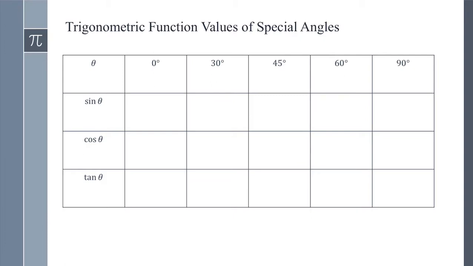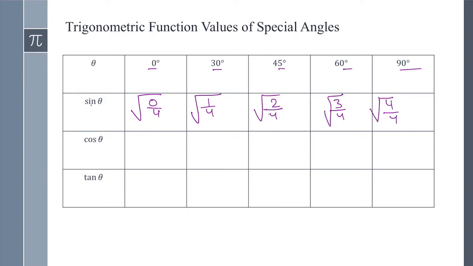So we have 0 degrees, 30, 45, 60, and 90. We are going to find sine, cosine, and tangent for those angles. What I do is I just put 0, 1, 2, 3, and 4. I just write those numbers, okay? And then I divide everything by 4. And then I take the square root of everything. So when I do that, I get the values for sine. Okay, so this is how I get the values for sine.